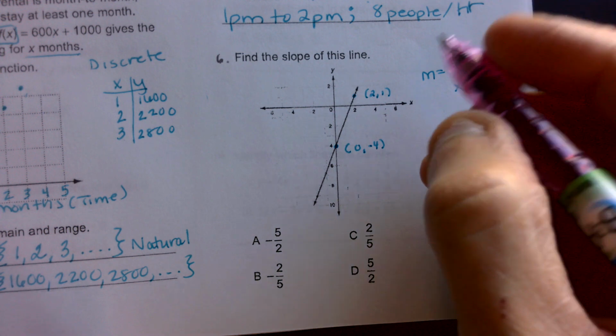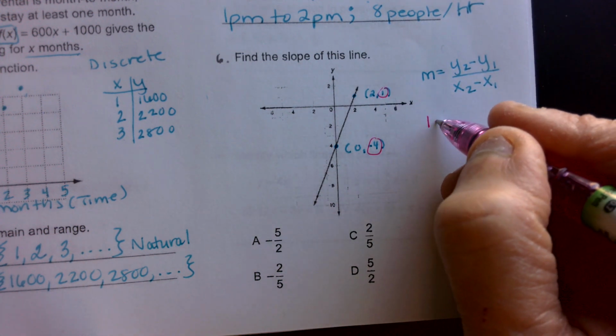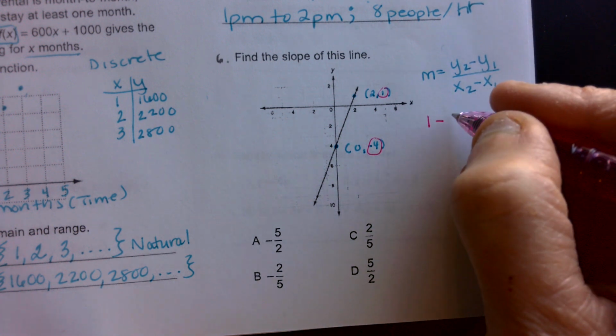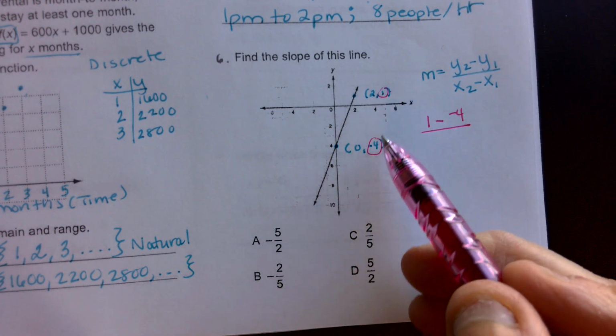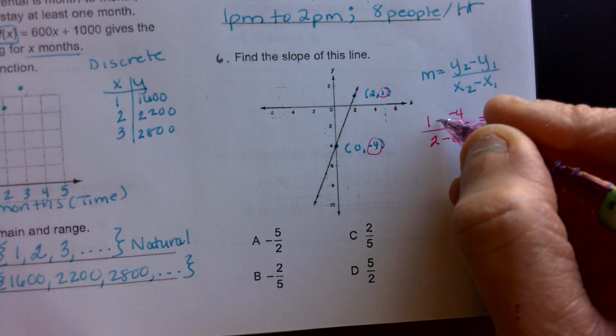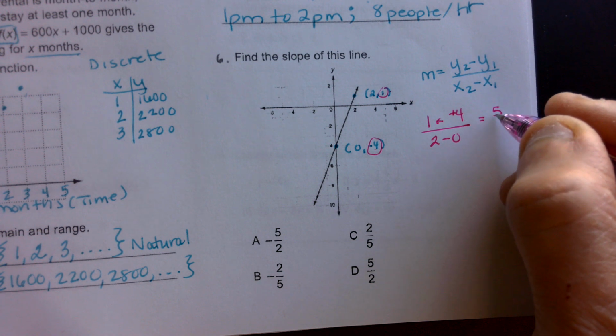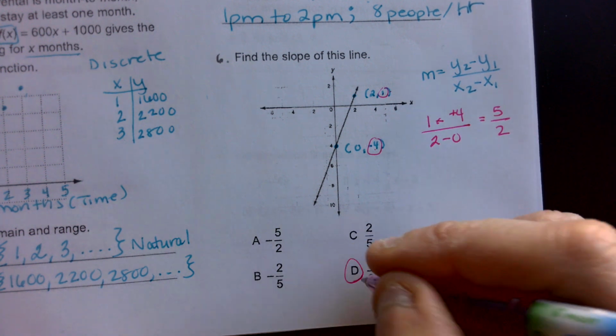So I need to go in there now and make sure that we use the y values and the x values. So here's my y. 1 minus negative 4. Watch those signs. I got to go the same direction now. If I went this direction, I have to go this direction. 2 minus 0. So 5 over 2 is my answer. Where is it? It is right here.